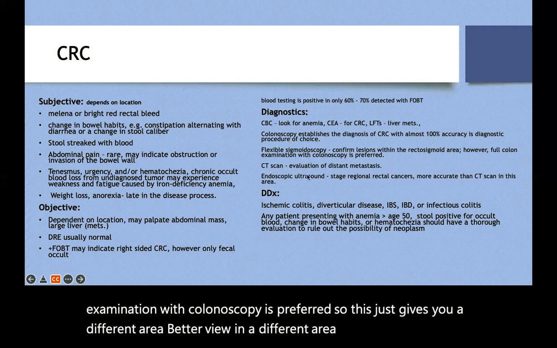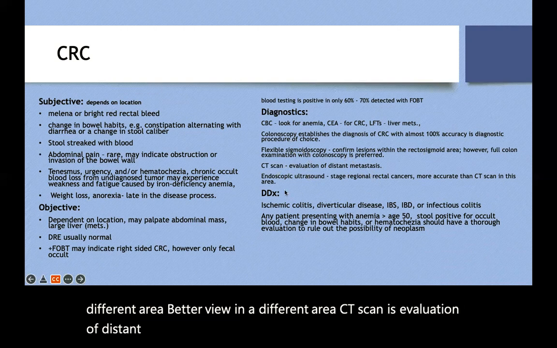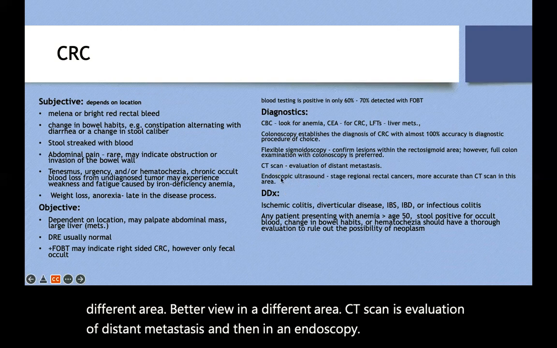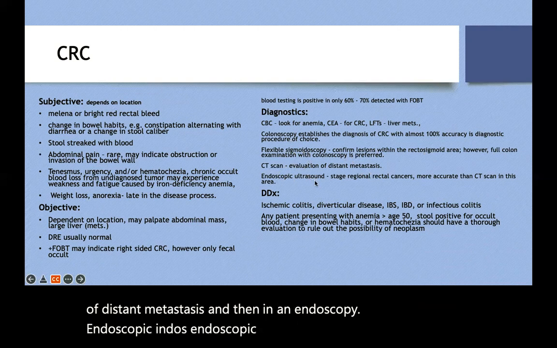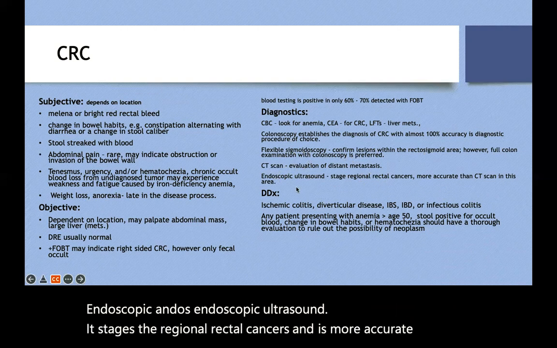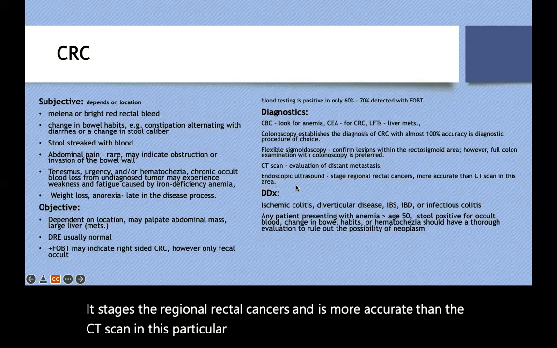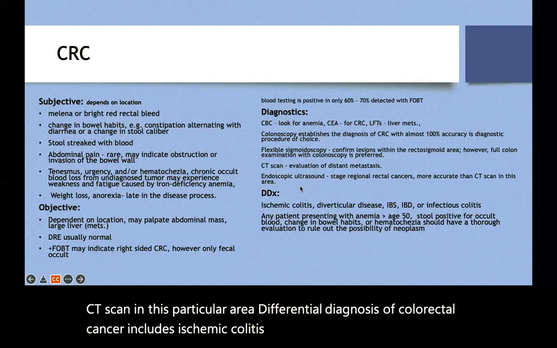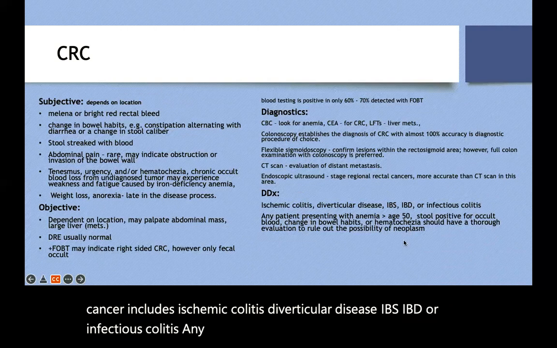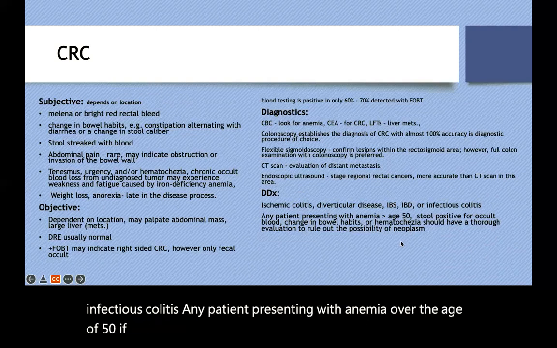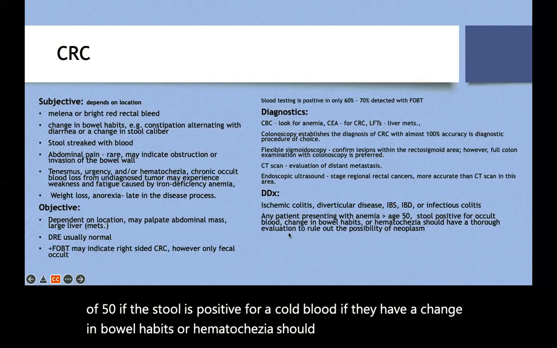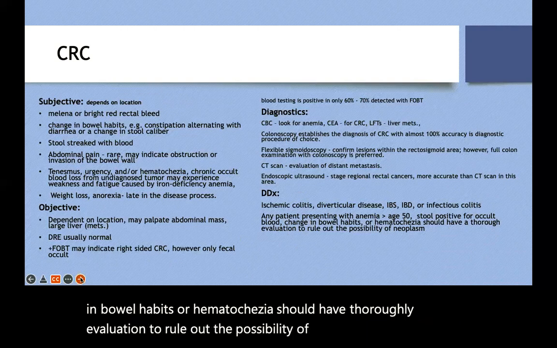CT scan is for evaluation of distant metastasis, and then an endoscopic ultrasound. It stages the regional rectal cancers and is more accurate than the CT scan in this particular area. Differential diagnoses of colorectal cancer include ischemic colitis, diverticular disease, IBS, IBD, or infectious colitis. Any patient over the age of 50 presenting with anemia, stool positive for occult blood, a change in bowel habits, or hematochezia should have a thorough evaluation to rule out the possibility of a neoplasm.